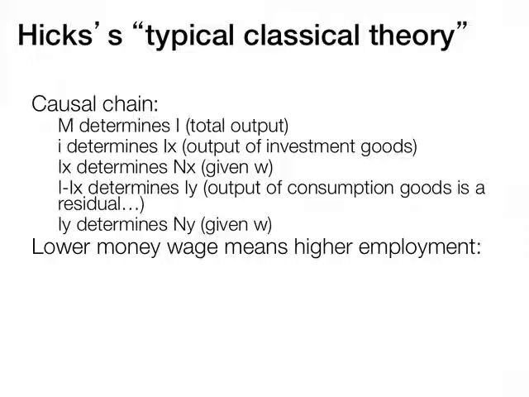But everybody please write this down. The causal chain, if this then that, if this then that. Lower money wages means higher employment. This is a very important point. Lower money wages means higher employment. Please write it down. Lower money wage means higher level of employment.